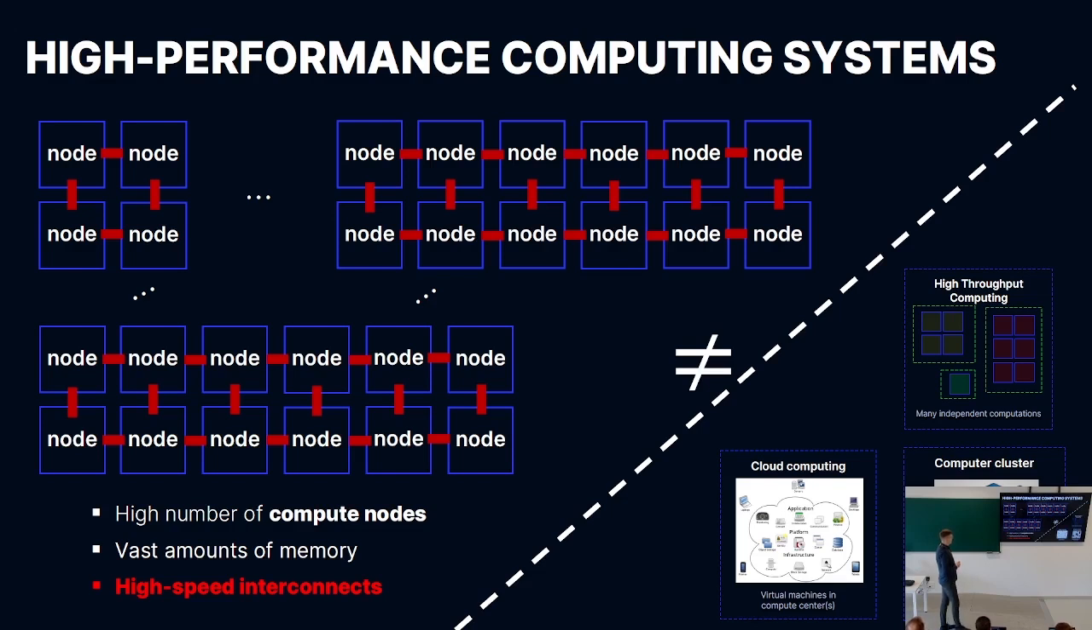If someone asks you what is the main difference between HPC and cloud computing, you just need to say that HPC has a very high-speed interconnect. It's a very reliable network which interconnects the different workers. This is the main difference. In cloud computing, you still have many workers, but they are loosely connected.